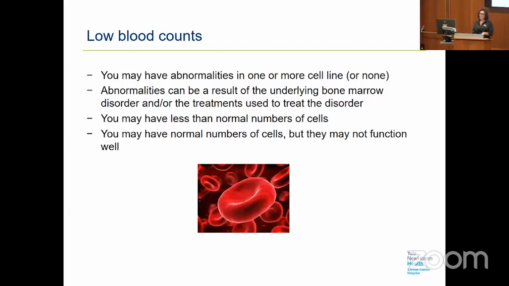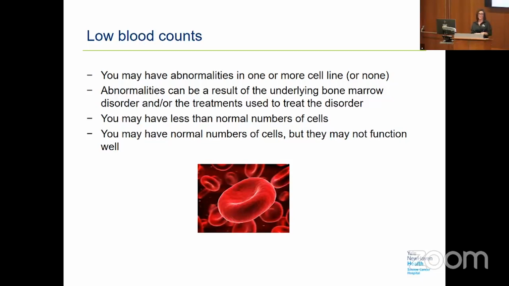So when you have bone marrow failure disorders like aplastic anemia or MDS or PNH, you can have abnormalities in one of the cell lines I just talked about. So in white blood cells, platelets, hemoglobin, or you can have abnormalities in all of them, or any combination. And those abnormalities can result from the underlying disorder itself, and or the treatment that we're using to treat those disorders can also cause the counts to be low, depending on the type of treatment that you're receiving.